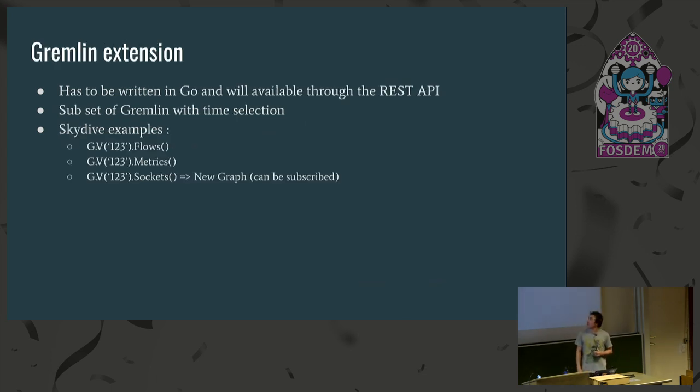So to write Gremlin extensions, they have to be written in Go, because Graffiti is written entirely in Go. And your new step will be automatically available through the REST API. We did not implement all the Gremlin specification, only the parts we were really using. So we have all the basic Gremlin steps and the ones we added specifically for the time selection.